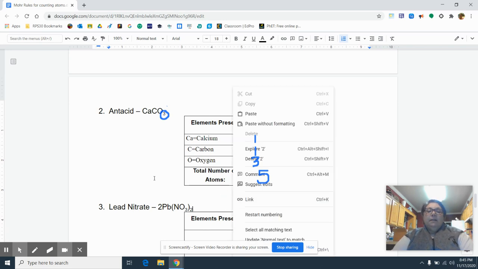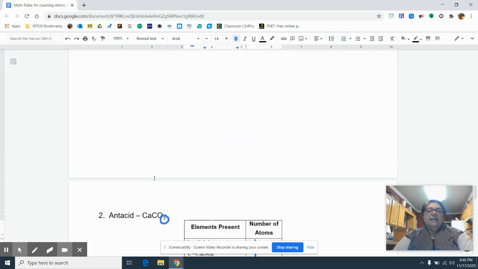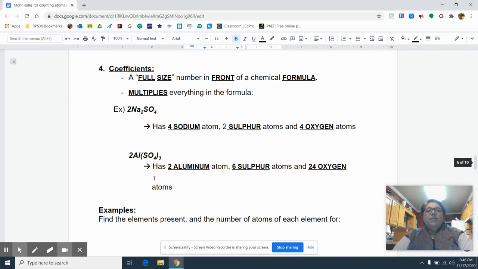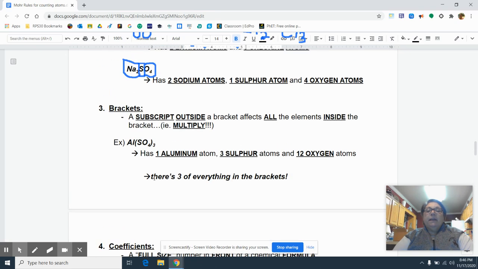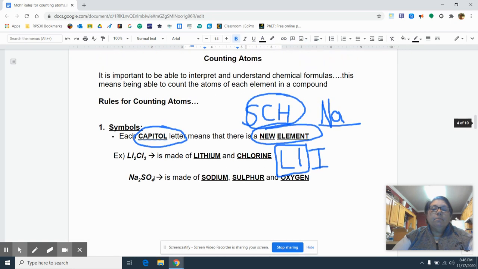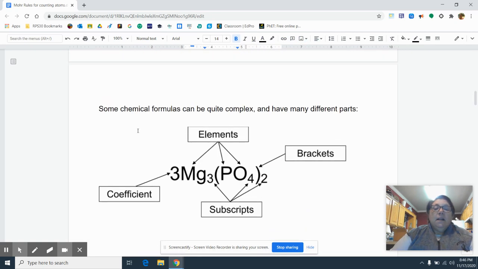Let's go back up so you guys can see the rest of the rules. This is where things get a little bit complicated when you talk about the brackets. Okay. This is where all the parts are listed. So we have the elements. Remember, we're looking for capital letters. These are the subscripts. And of course, we have the brackets.